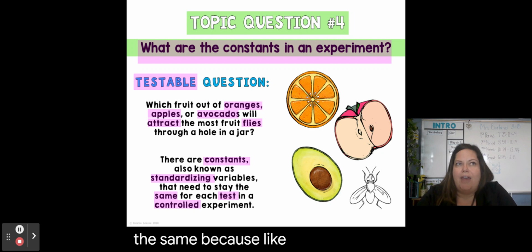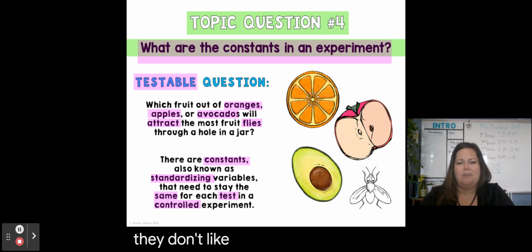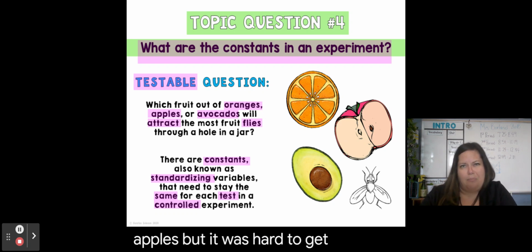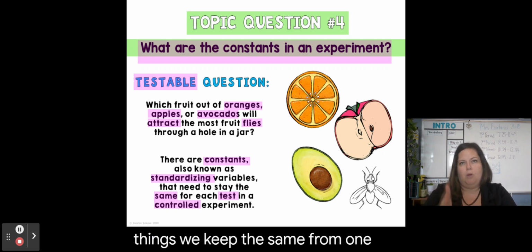Because if I have different size holes, how do I know that the flies just don't prefer to go through the bigger hole? Maybe they don't like oranges as much as apples, but it was hard to get to the apple. Okay, so constants are those things we keep the same from one part to the next.